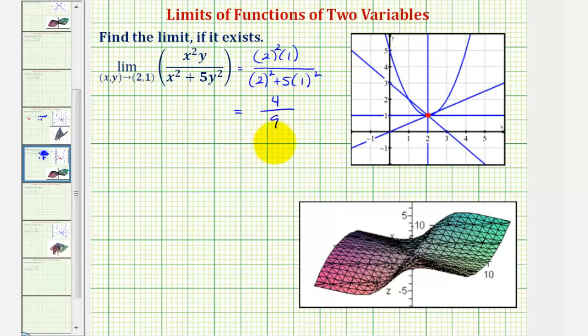So if you're looking for examples of limits of functions of two variables where we consider paths to determine the limit or if they exist, I do have other examples that require this.